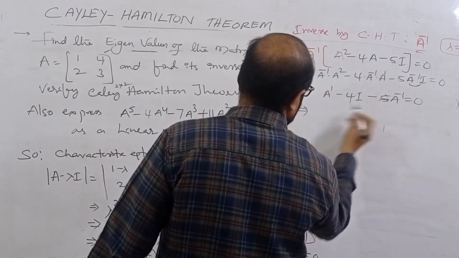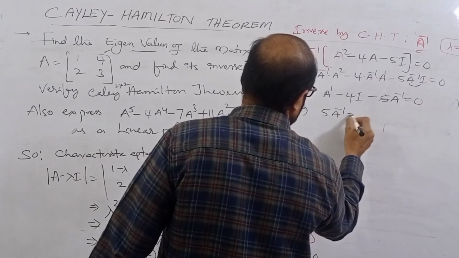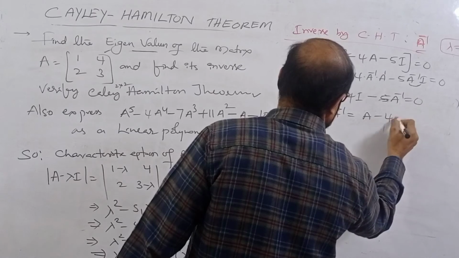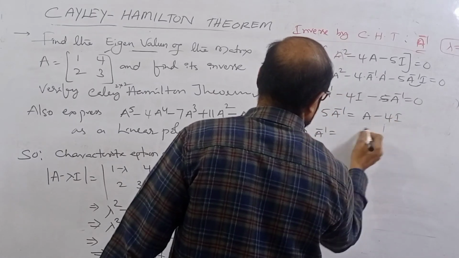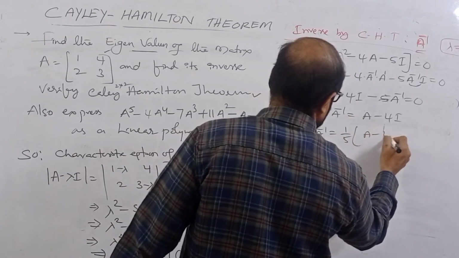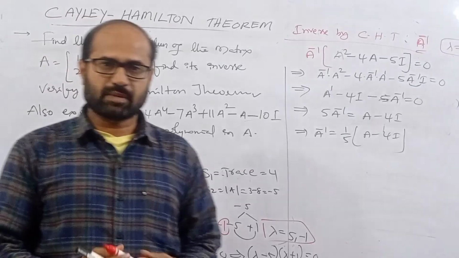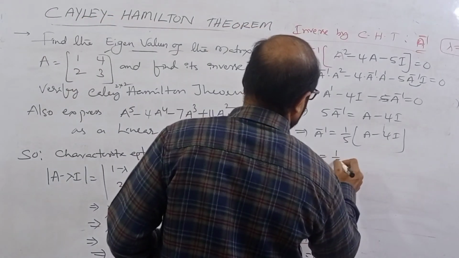This implies I want A inverse, so bring this to the other side. 5 A inverse is equal to, it will become positive, A minus 4I. So A inverse is equal to A minus 4I by 5. So 1 by 5 into A minus 4I is equal to 1 by 5 into A.